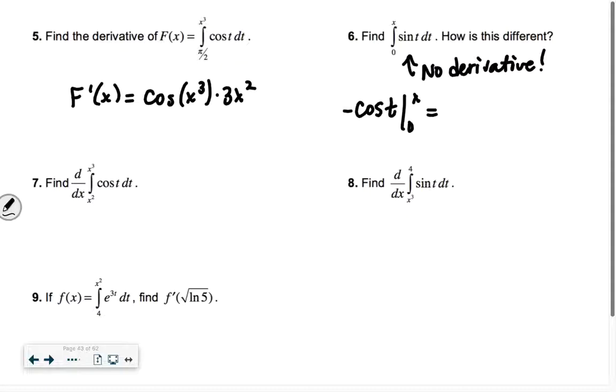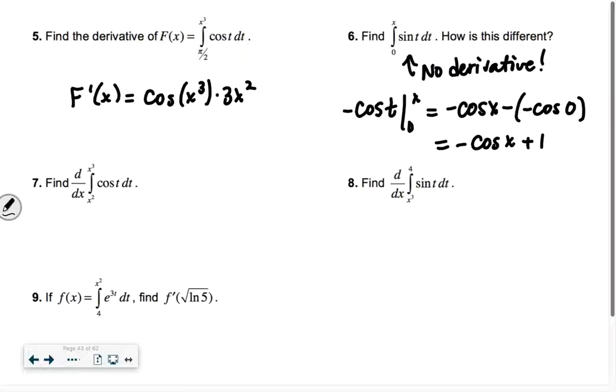This was an actual AP question one time. So a lot of students were like, oh, it's a fundamental theorem. It's just going to be sine of x, right? Do you see how it's different? There's no derivative that it's asking for. Okay, I'm seeing blank stares. Do you know what I'm saying? It doesn't say find the derivative of this integral. It doesn't say find g prime or anything like that, right? So we plug it in. So we have negative cosine of x minus a negative cosine of 0. So it's negative cosine of x minus a negative 1, so plus 1.